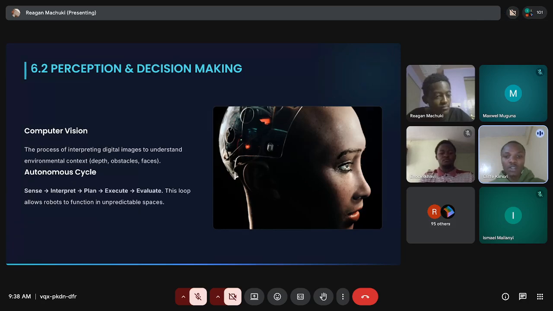Several AI techniques support this process, including neural networks, probabilistic reasoning, path planning algorithms, and behavior trees. Because of these technologies, autonomous robots equipped with advanced sensors, cameras, actuators, and AI systems are now capable of performing tasks and making decisions independently without constant human supervision.